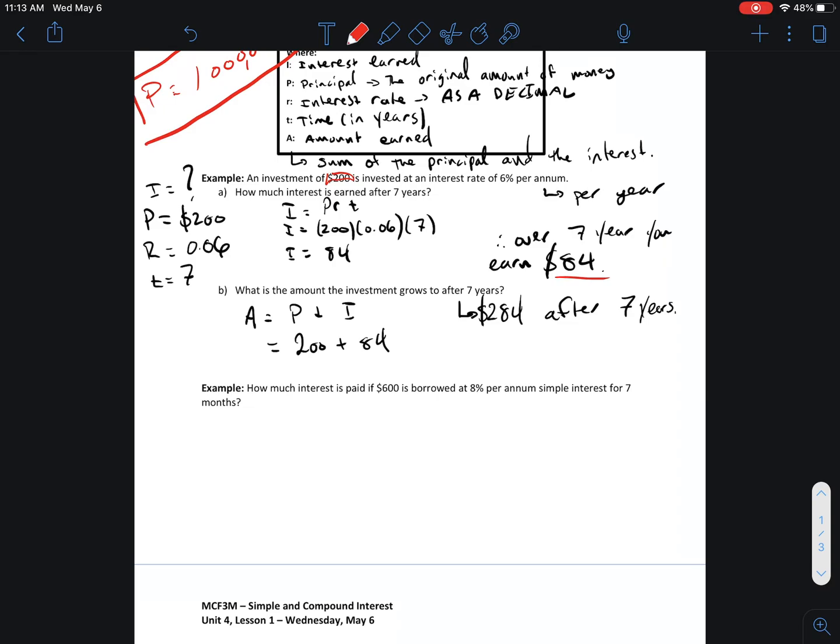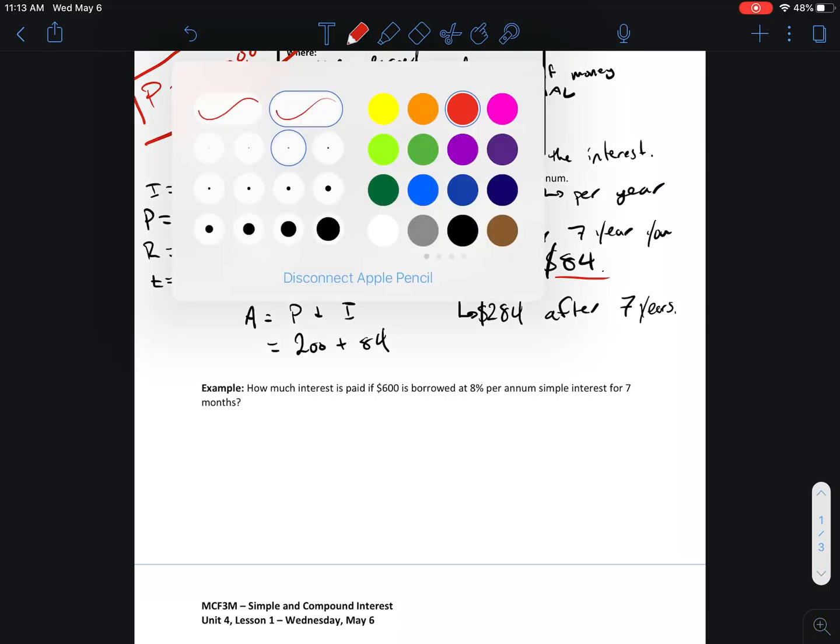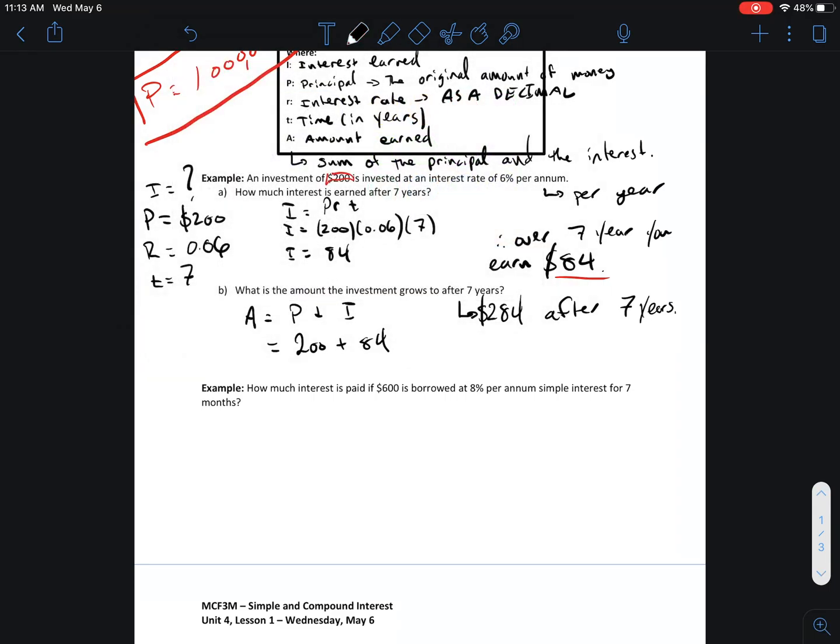So let's take a look at the next question, because this one's asking something that's subtly different. How much interest is paid if $600 is borrowed at 8% per annum? Again, we'll make our list on the left. You want to know the amount of interest paid this time. It's basically the same question, just different because of the way that the money's being compounded. So let's write out our things. The principal's $600.